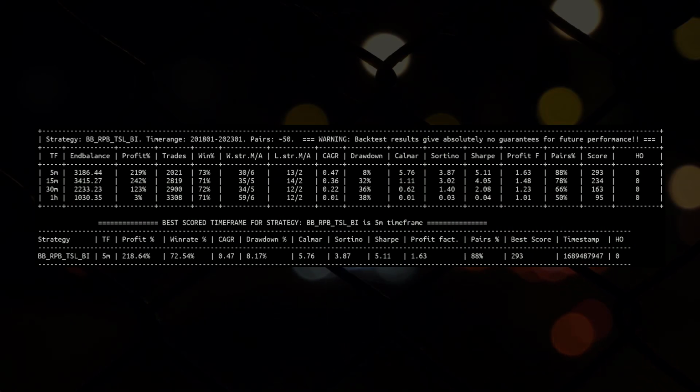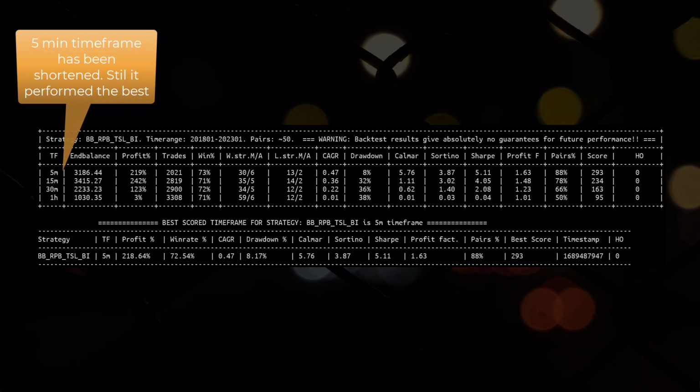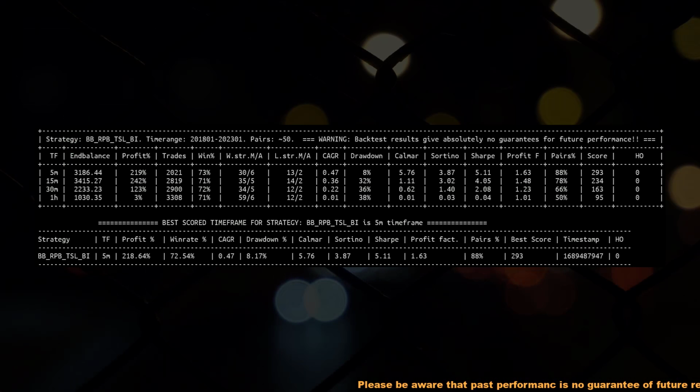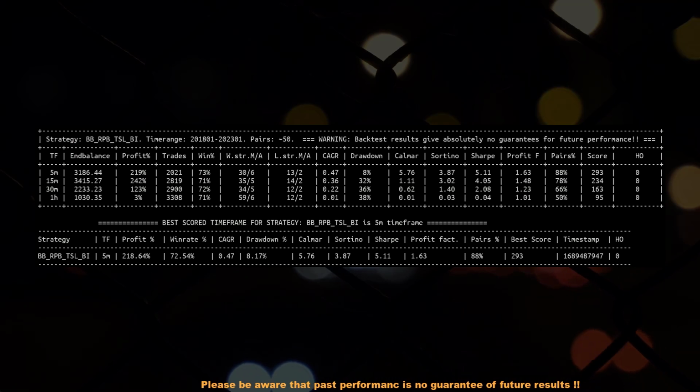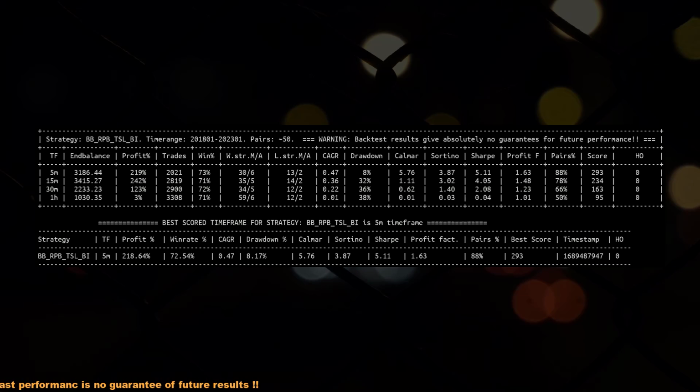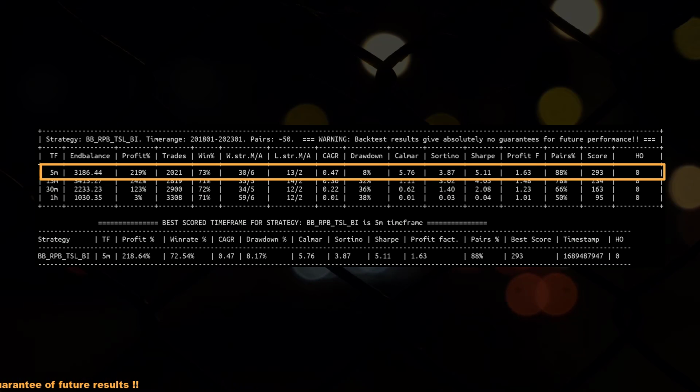Now there is a thing I have to mention first, and that is that I had to shorten the date range of the 5-minute time frame backtest to actually get some results. Otherwise the backtest would error out on me, and that's why I have to set the 5-minute range to 3 years worth of backtest data for the pairs. But even with this shorter time range, this algorithm sure did not disappoint me.